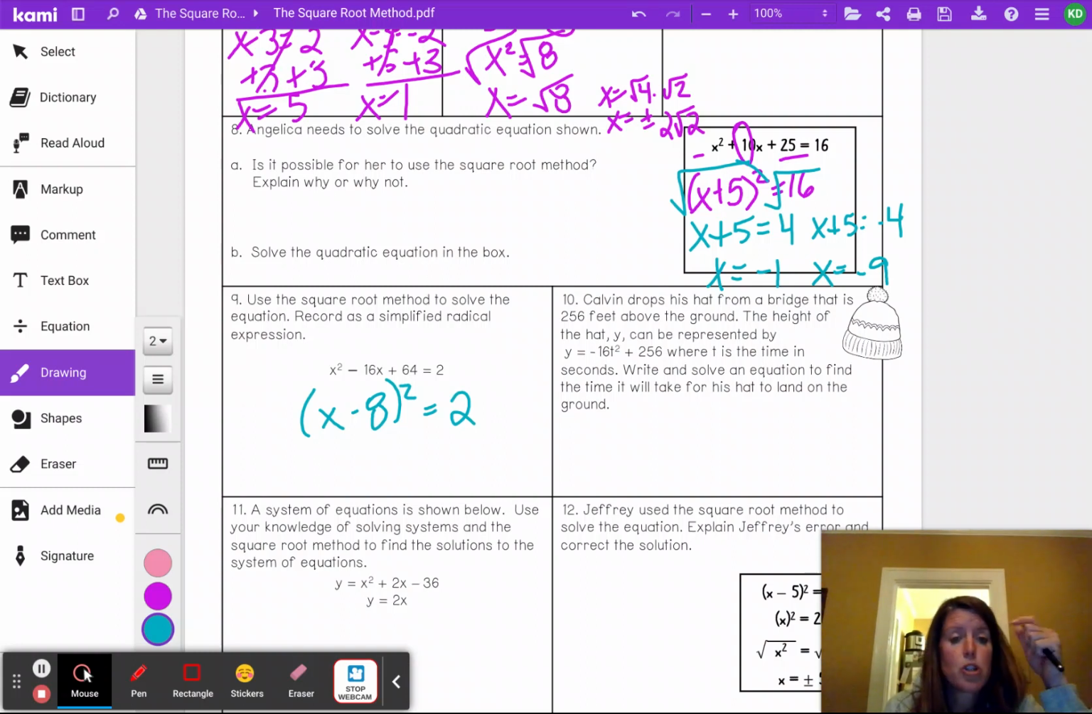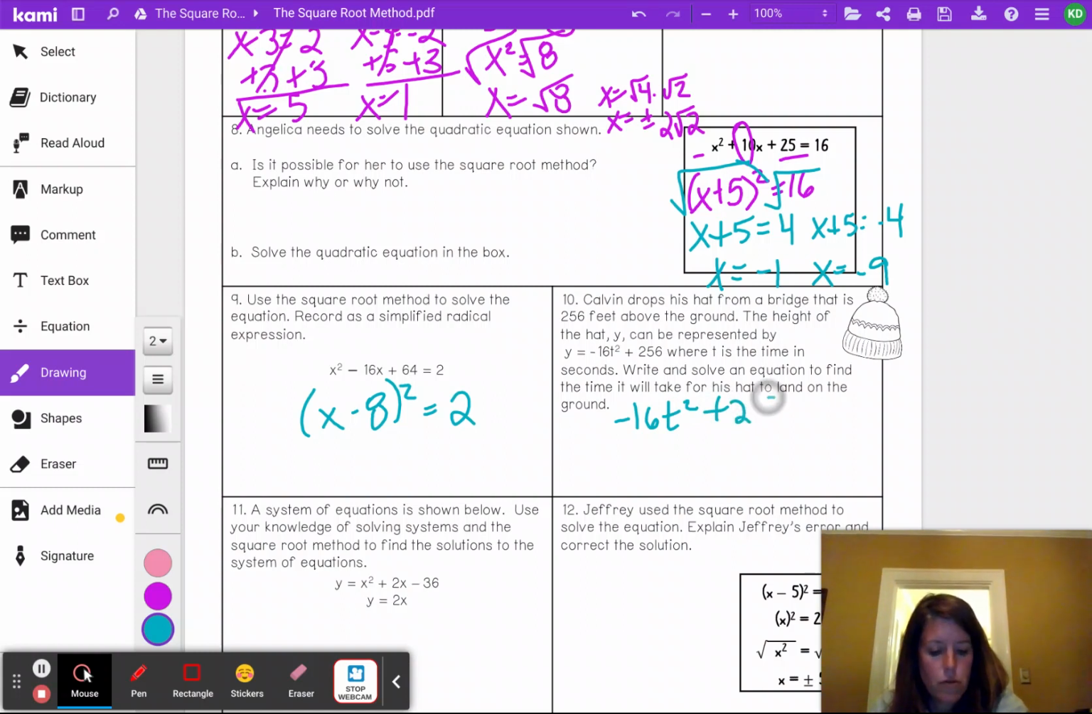Number 10, Calvin drops his hat from a bridge. He's pretty far off the ground, 256 feet above the ground. The height of the hat is y equals negative 16t squared plus 256. So using this, we can calculate how long it's going to take for that hat to land on the ground. So we're going to set it up as negative 16t squared plus 256.